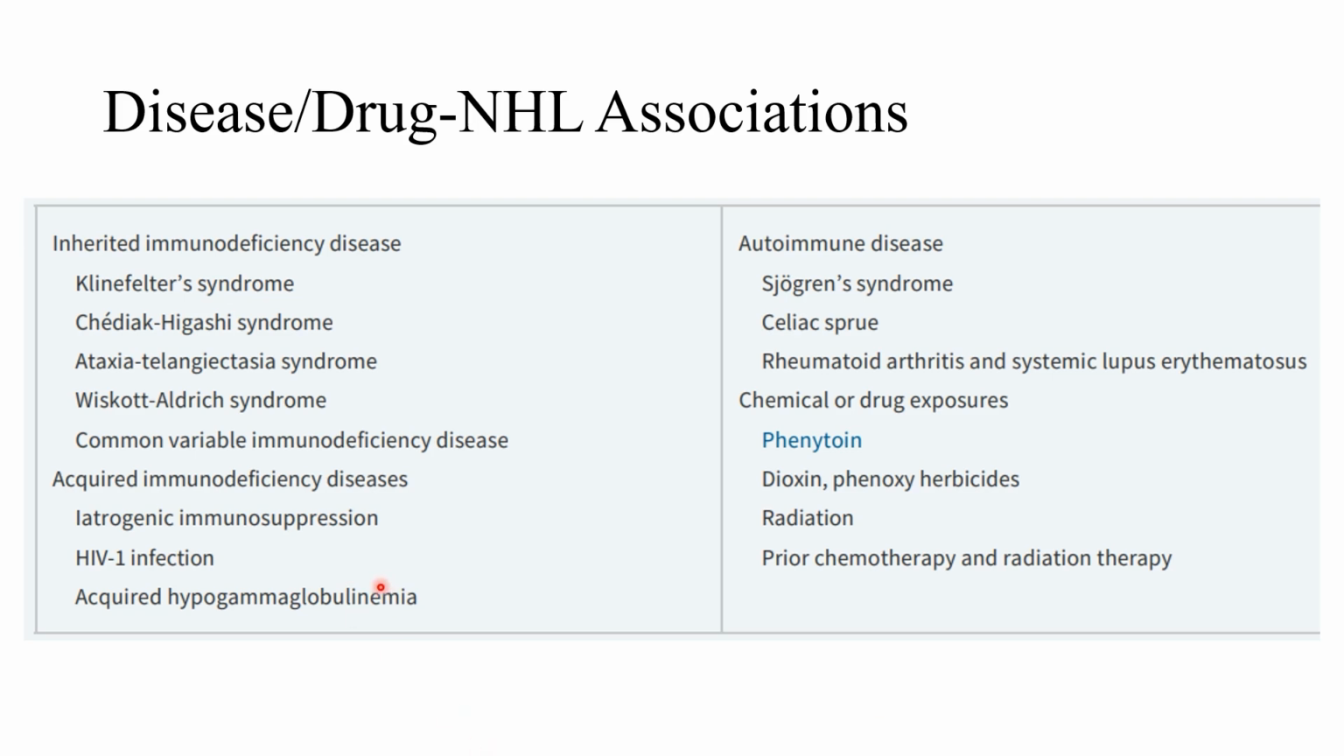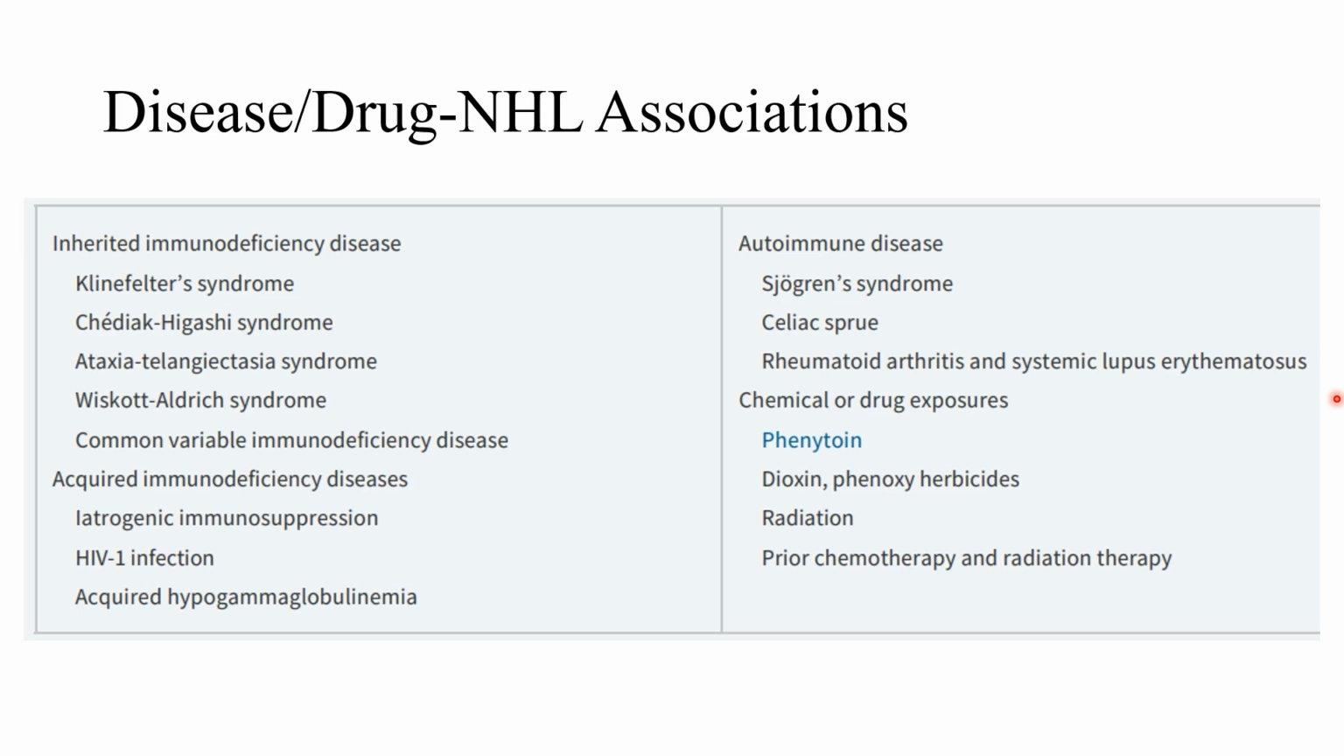Again, like we've been saying, you're going to be hearing this theme a bunch when you talk about this: anything that's going to immunosuppress the individual really is going to be a risk factor for non-Hodgkin's lymphoma. So here you can see the inherited immunodeficiencies, things like Chediak-Higashi, Klinefelter's, ataxia telangiectasia, Wiskott-Aldrich, CVID, of course. And acquired immunodeficiency diseases: HIV, anything that's going to immunosuppress, low immunoglobulins, of course, and then your autoimmune conditions. So Sjogren's, RA, lupus, all are going to immunosuppress the individual.